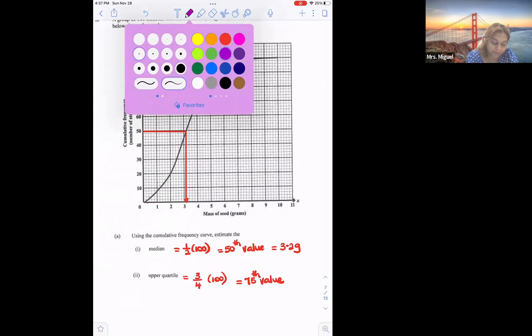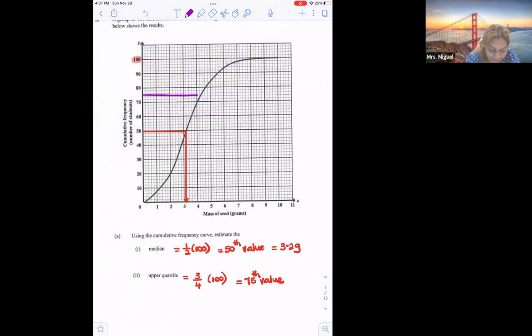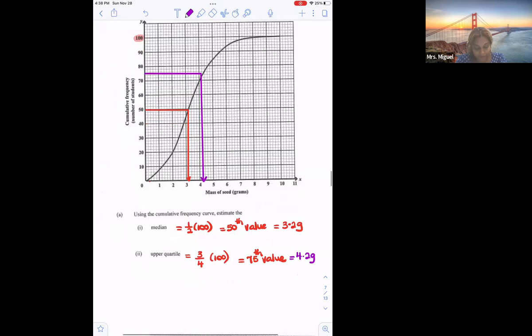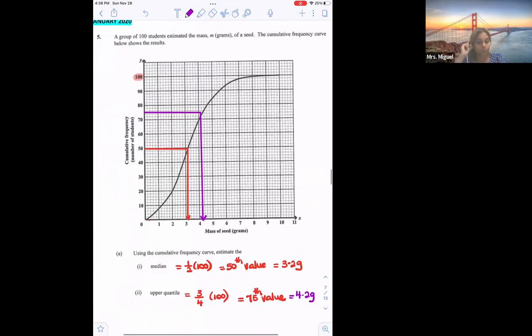So we're going again to our curve. We're going to read off where 75 is. Coming straight down. Right? This is approximately 4.2 grams. Depending on how you draw your line, the examiner will award you your mark. The next part asks for the semi-interquartile. To find the semi-interquartile, we need to find the lower quartile. So let me do it right here.